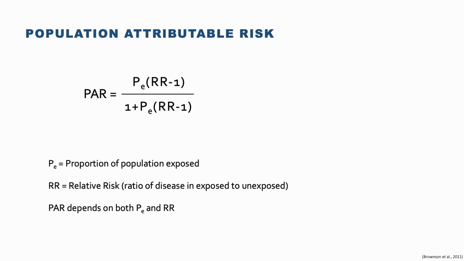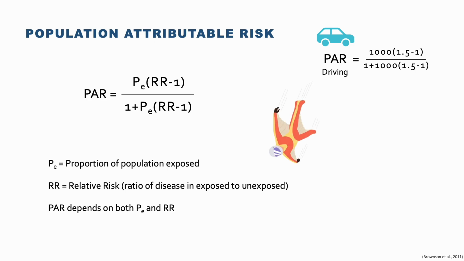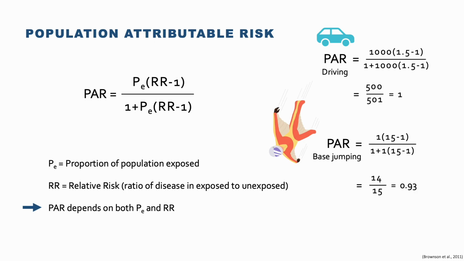Another way to think about population attributable risk is it's the incidence of a disease or outcome in the population that would be eliminated if a particular exposure were eliminated. Let's say the relative risk of unintentional death is 1.5 for driving a car, and 1,000 people in the town where you work for the health department drive cars. And only one person in your town is into base jumping, but the relative risk for base jumping is 15. If a much greater proportion of the population in your town is exposed to driving, even though the relative risk is much lower, the population attributable risk will still be higher.